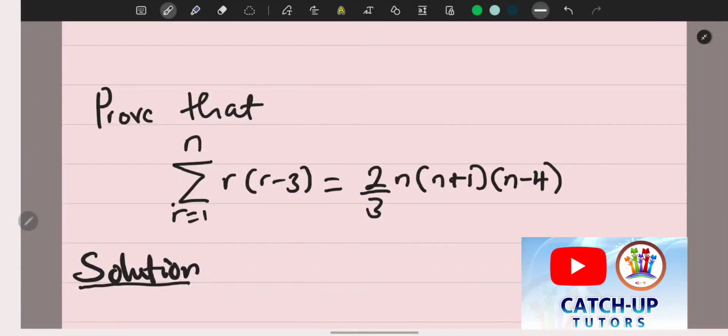Now, more examples on summation. Prove that the summation from r equals 1 to n of r times (r minus 3) equals n over 3, then (n plus 1) and (n minus 4).